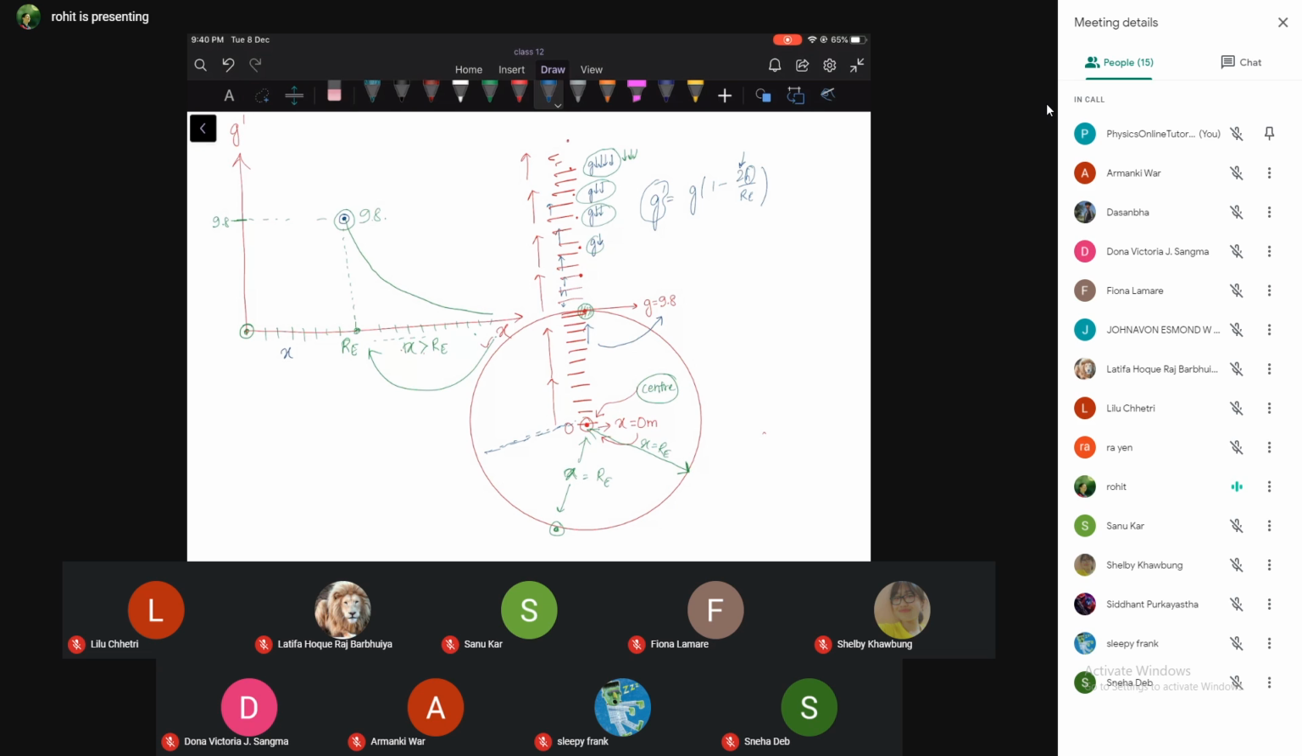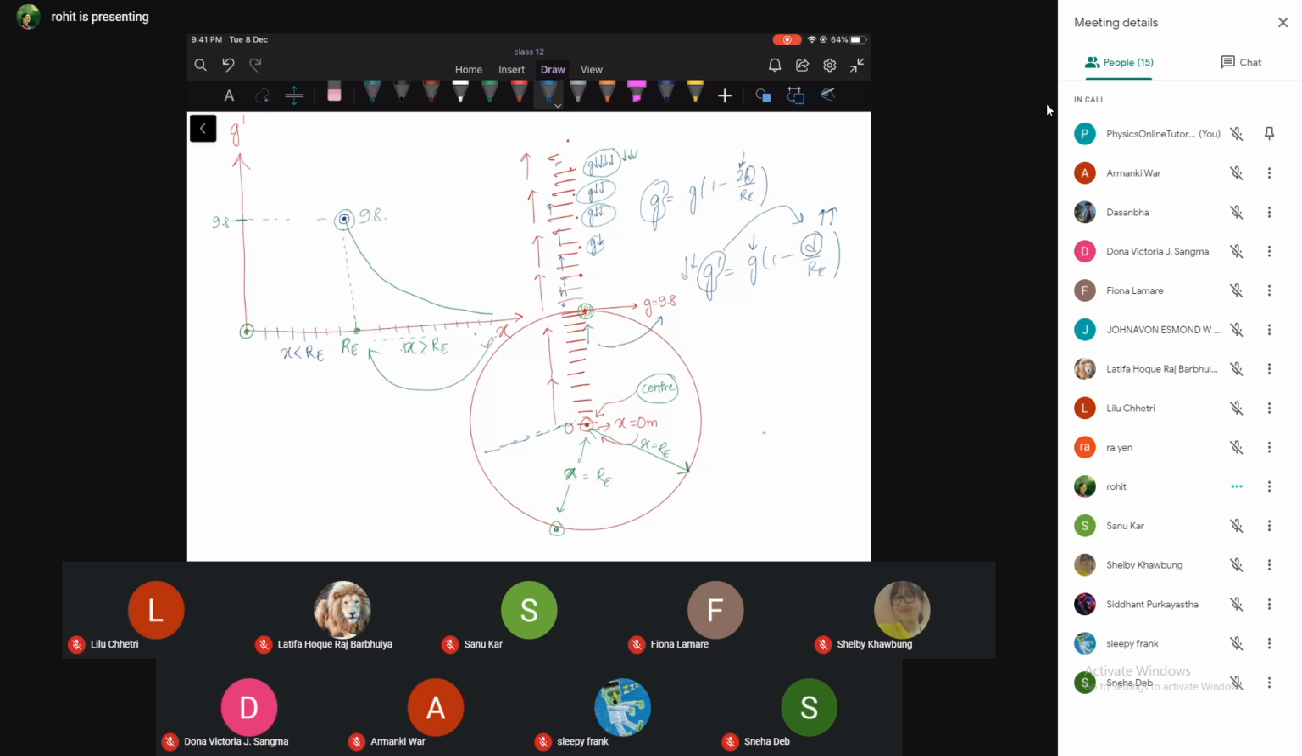So this represents x less than RE, okay? And if you notice, today I've written g prime equals g times (1 minus d by RE). That means if there is some depth, there will be some value of g, but it will be less than your g, 9.8. That is what we have derived just today, no? As I keep on having more and more depth, I'm going to get less and less g value.